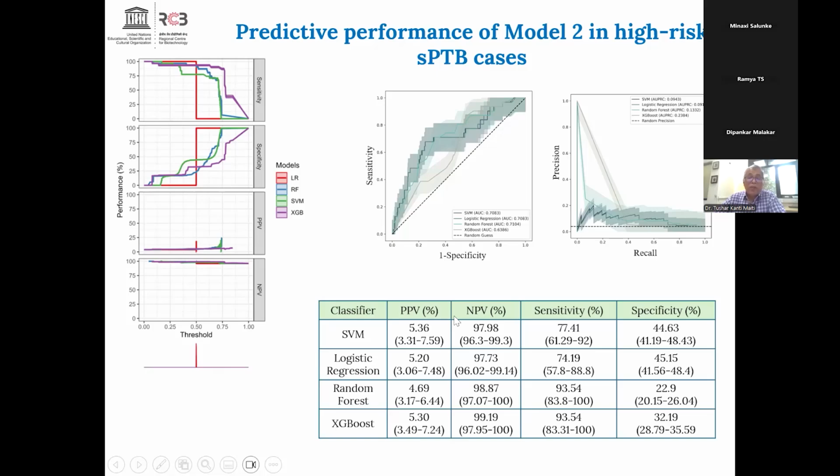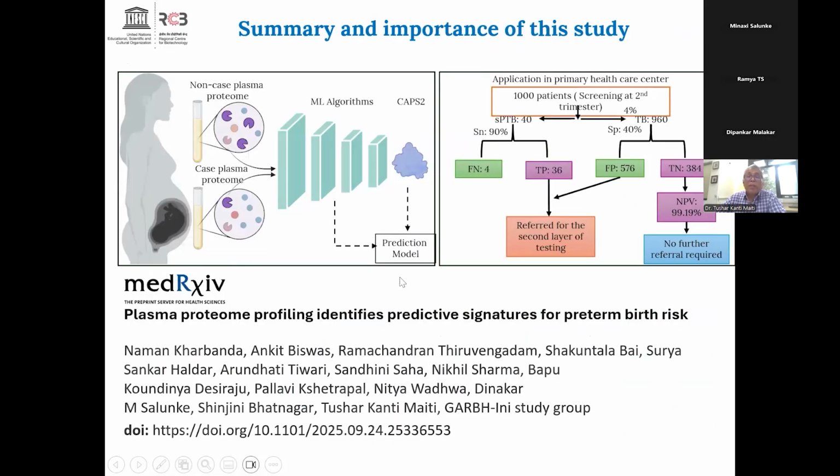So how can this molecule be used as a screening marker? Now I'll give you the information here. If you have 1,000 patients screened in the second trimester, in that case, if we consider the high-risk pregnancy rate as 4% only, then 40 patients will undergo spontaneous preterm birth, and 960 are considered term mothers. Now if you have a 90% negative predictivity, that means in these conditions you have a false negative of 4 and a true positive of 36.